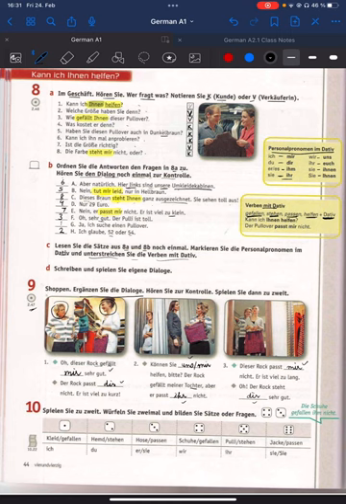Okay. Spielen Sie so zu zweit. Play it in a pair of two. Würfeln Sie zweimal, roll the dice two times, und bilden Sie Sätze oder Fragen. Build sentences or questions. So 4, 3. 4 is Schuhe and gefallen, and 3 is er oder sie. Then: die Schuhe gefallen ihm nicht. So like that.